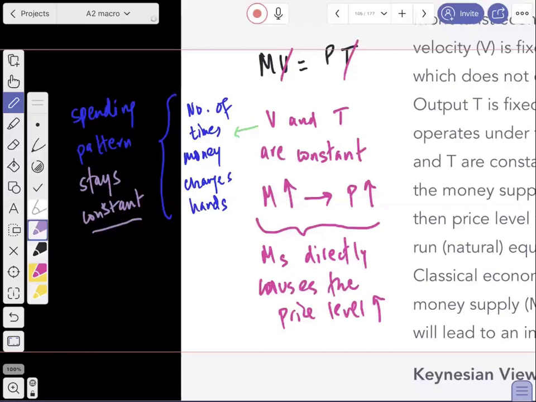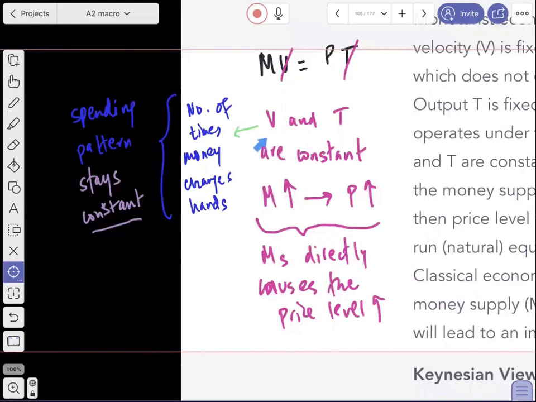As soon as you go to college for the next 4 years, you're going to have another spending pattern, and then let's say you go to the job market after those 4 years, you will have another spending pattern. That spending pattern depends on your lifestyle and your needs, and those needs do not really change that often. So what they argue is that the reason why money has to change hands is because of spending pattern, and that spending pattern basically stays constant, doesn't change that much.